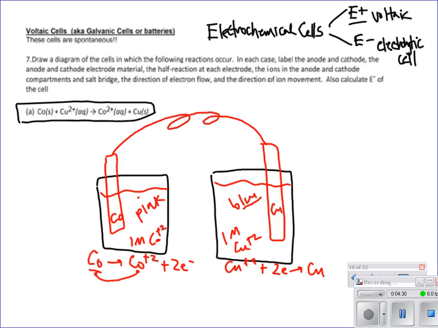And let's go ahead and talk about these electrodes. These electrodes have names based on whether oxidation or reduction is occurring at them. So looking at cobalt going from 0 to 2, is that oxidation or reduction? That's oxidation.